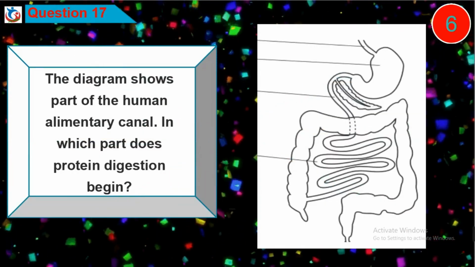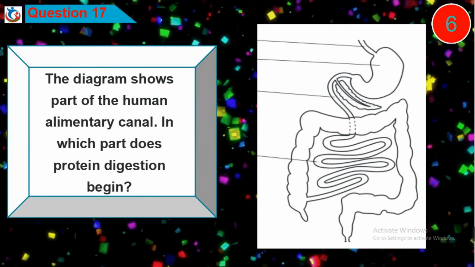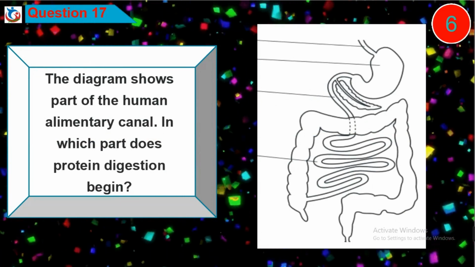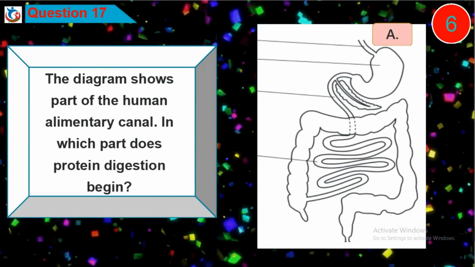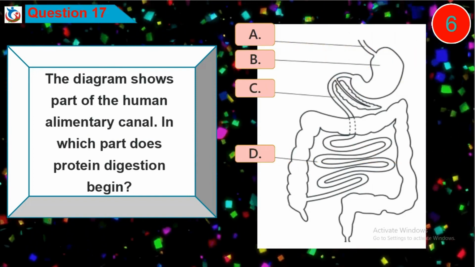Question 17. The diagram shows part of the alimentary canal. In which part does protein digestion begin? Is it option A, B, C, or D?